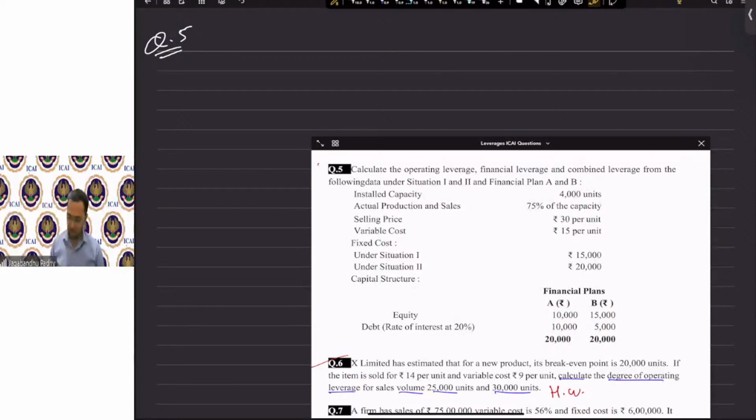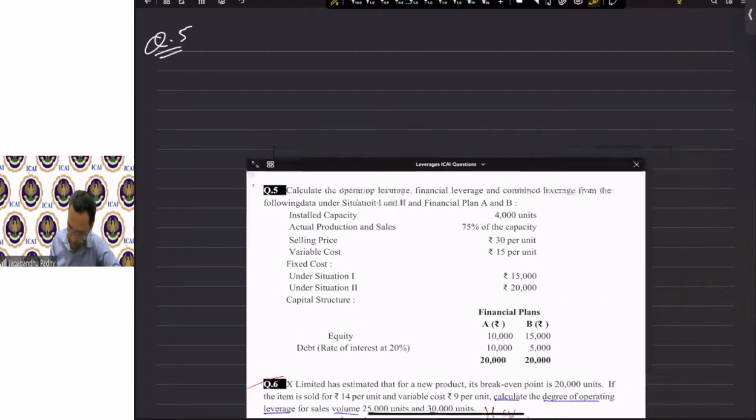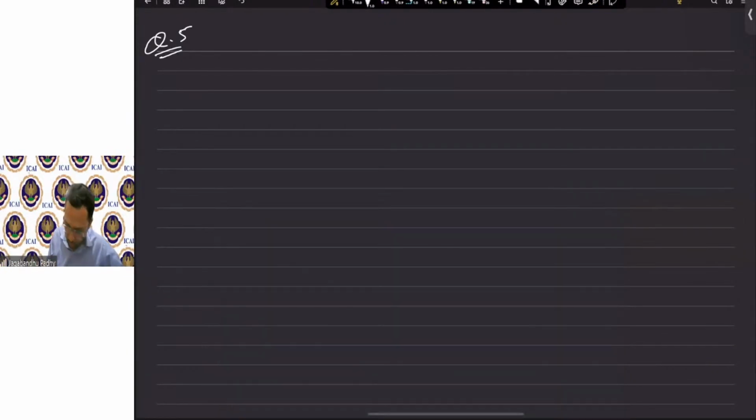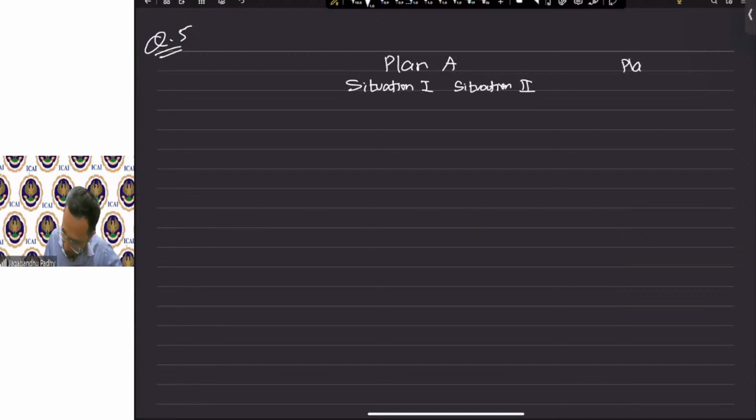The capital still remains 20,000 for both the cases. We have to compute for financial plans and for situations. So we are going to have 4 different columns: for financial plan A, situation 1 and situation 2, and then plan B, situation 1 and situation 2.